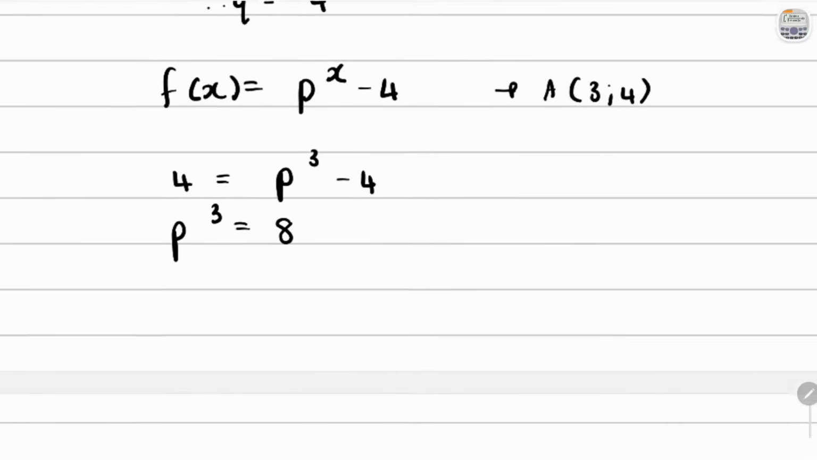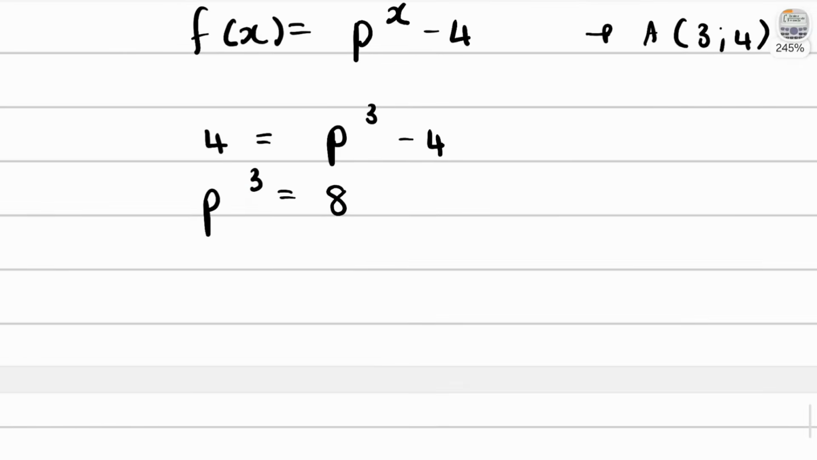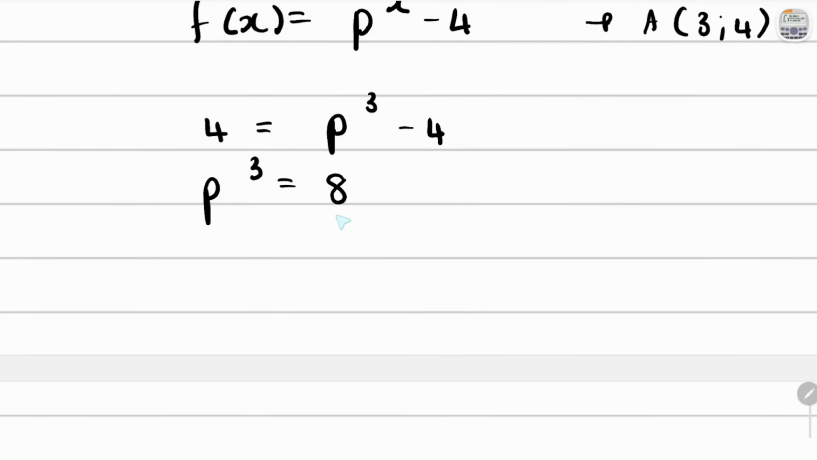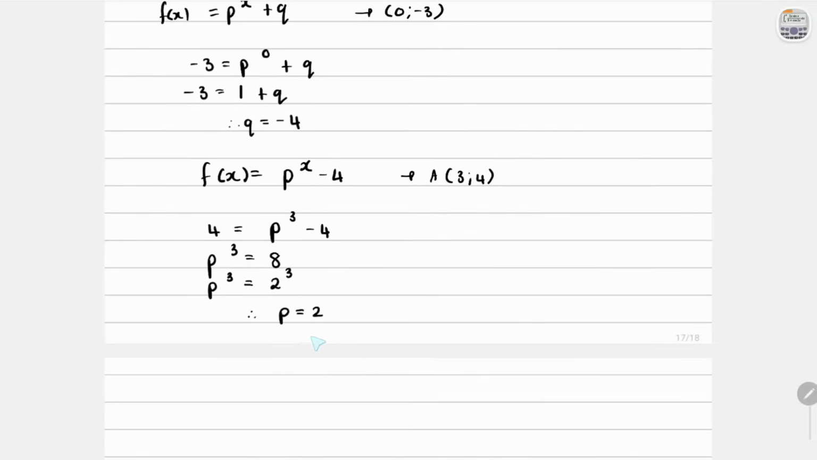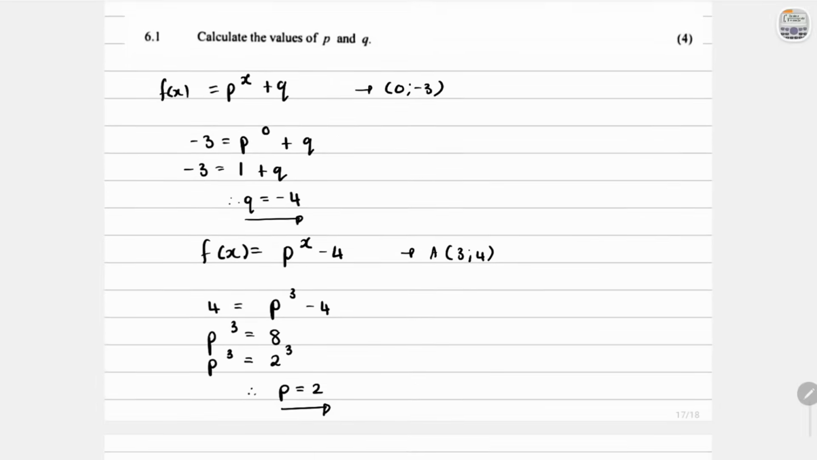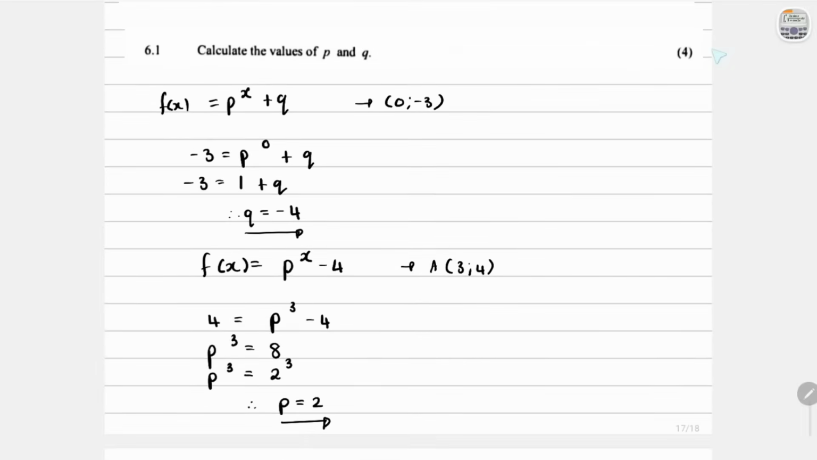So you're going to have to make, in this case, the exponents the same. So how do we get the exponents to be the same? If you rewrite this as 2 to the power of 3, then you see now the exponents are the same. And since the exponents are the same, their bases are the same. So p is equal to 2. So there we go. We found p and q, which is what they asked us for. Moving on to the next question.